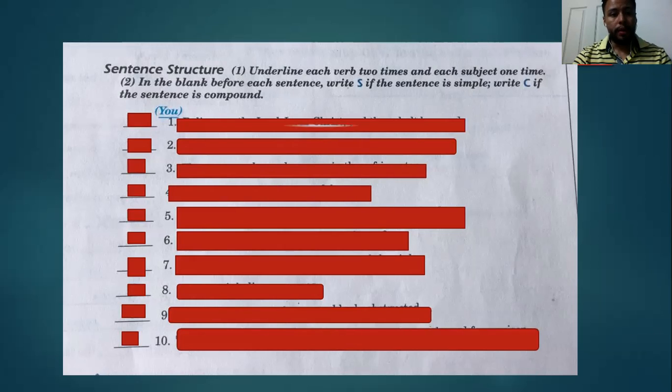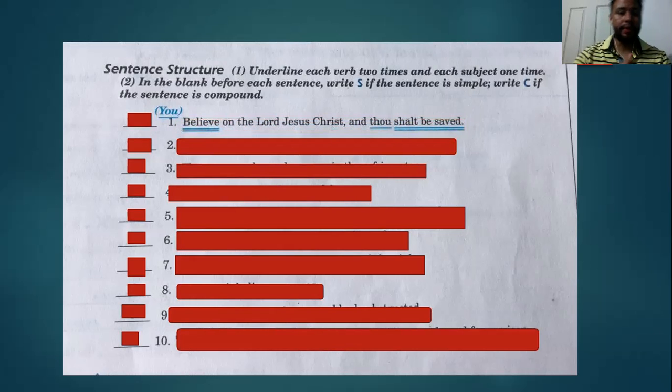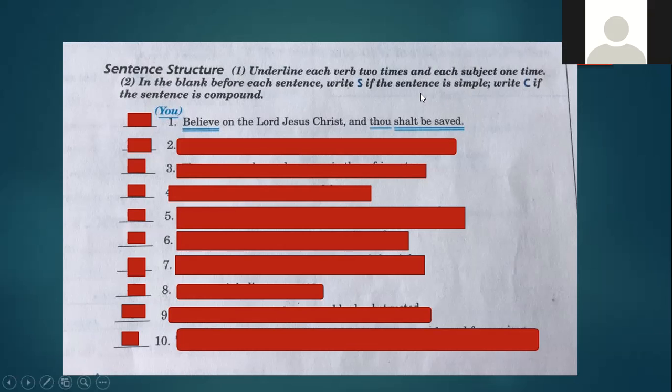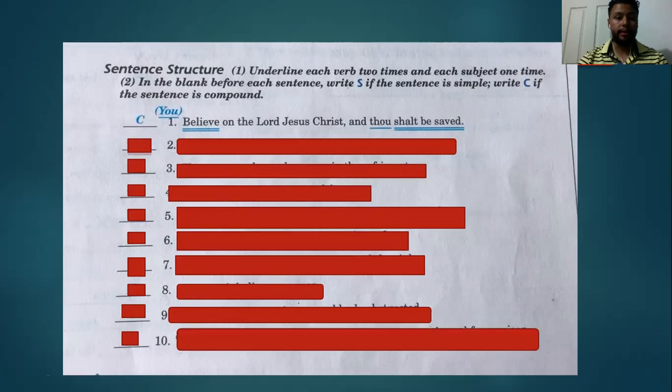For example, we have this one. Believe in this case is a verb. So here it appears in parentheses because the subject is hiding. El sujeto está escondido, right? It's hiding. So in this case, believe on the Lord Jesus Christ, and thou shalt be saved. So the verbs you need to underline twice, two times, right? Underline the verbs. And where does the letter C go? Okay, yes. And the letter C is compound. Exactly. Two verbs in this case, because there are two verbs.